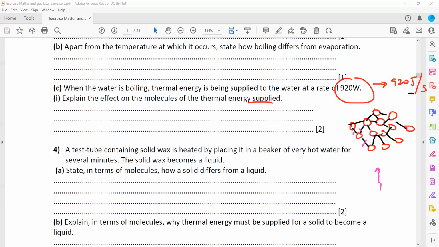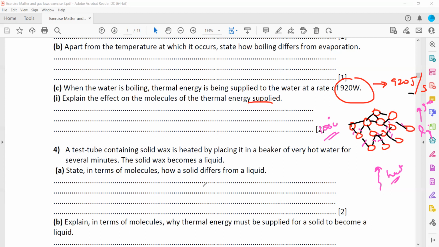It is a 2 mark question, so you will mention that the energy is used to break the intermolecular forces so the molecules can move away from each other. And remember one thing: whenever there is a change in state, there is no change in temperature. If water starts to boil at 100, it converts from liquid to gas and the temperature still remains 100. Why? The temperature does not change even though we are supplying heat, because the energy is used to break the bonds.